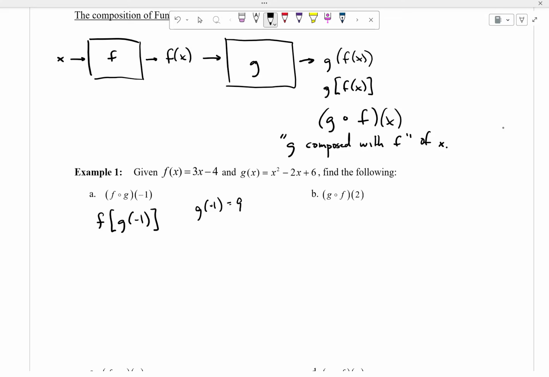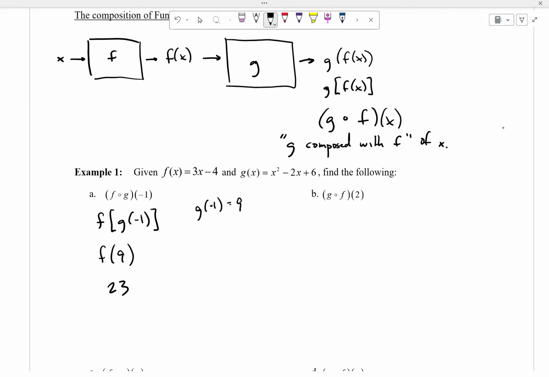How did you know to start with g? When it was g of f of x, you had the g first, so I knew that the second one is the one you start with. Nice. So you recognize the progression here. We can see that -1 going right into g. It's telling you what to do right there. So g of -1 is 9, so I can replace this with a 9 now.